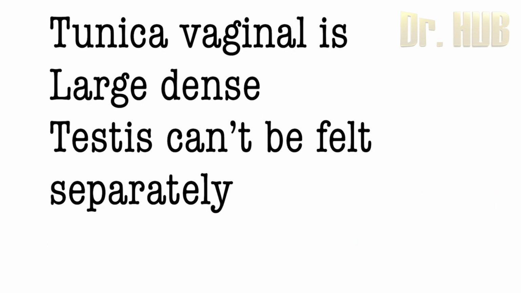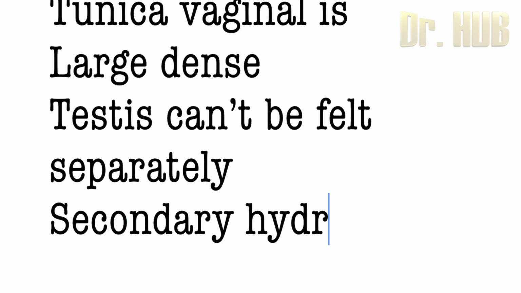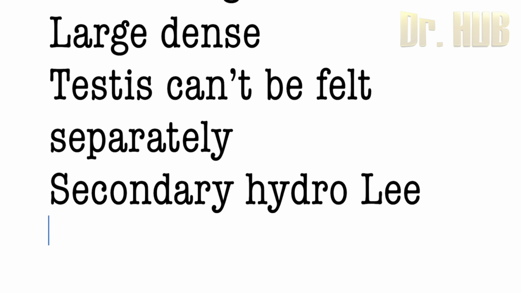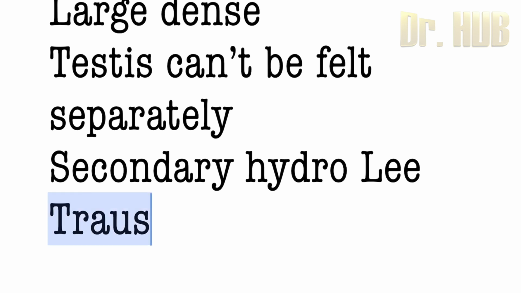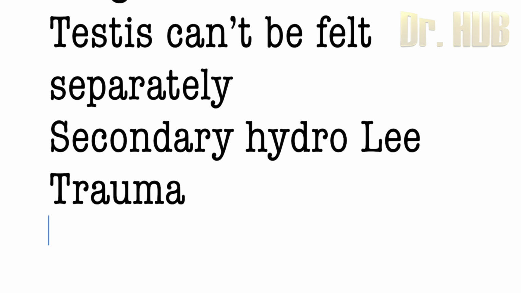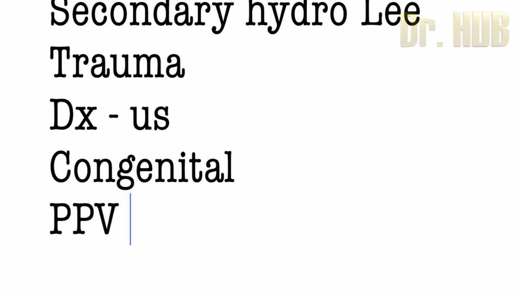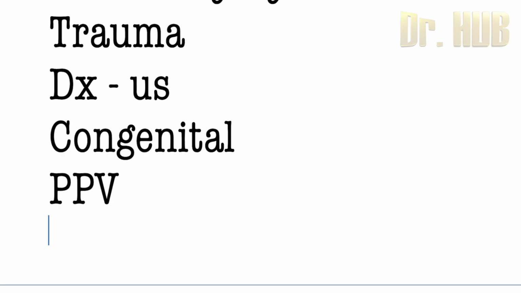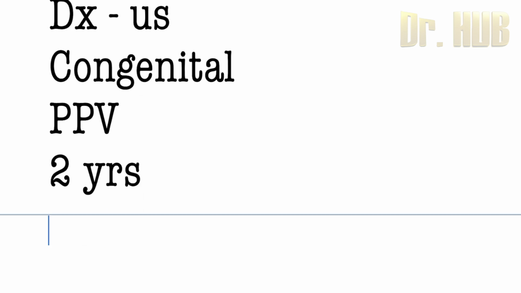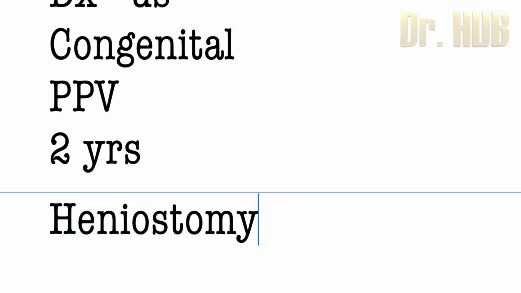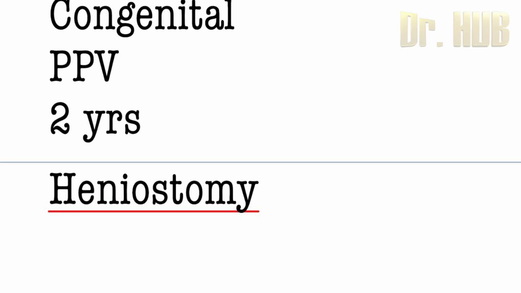Next is the secondary hydrocele. It is caused by trauma, tumor and epididymo-orchitis. The diagnosis here will be ultrasound. Next is the congenital hydrocele. It is caused by the patent processus vaginalis, PPV, and the size varies with activity and posture. Spontaneous obliteration occurs within 2 years. There is also herniotomy, done if spontaneous obliteration does not occur.